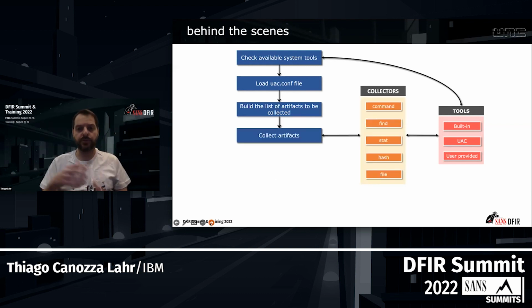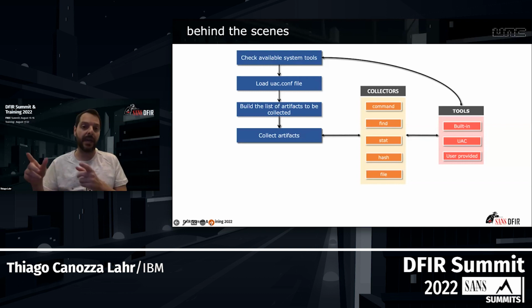Then UAC uses a couple of collectors to triage or collect data from the server. There are basically 5 collectors. The command collector will be used to run commands on the system and store the output into text files. The find collector is used to find files and store the output into text files as well. So if you are trying to find executable files or hidden files, this is the collector that does that.